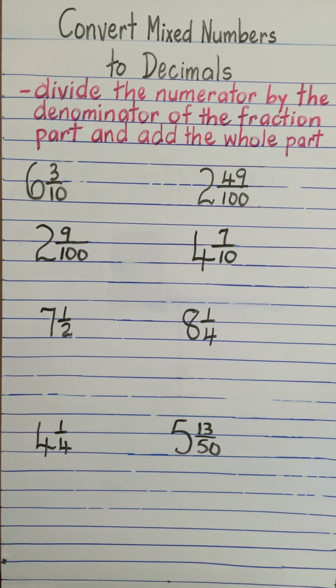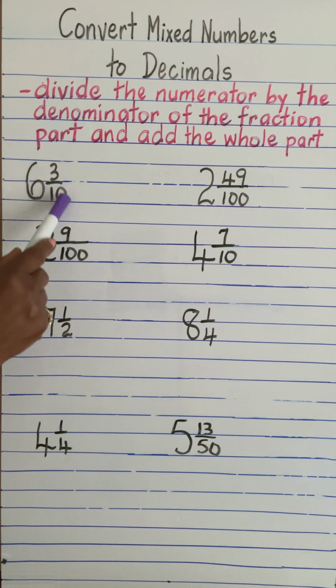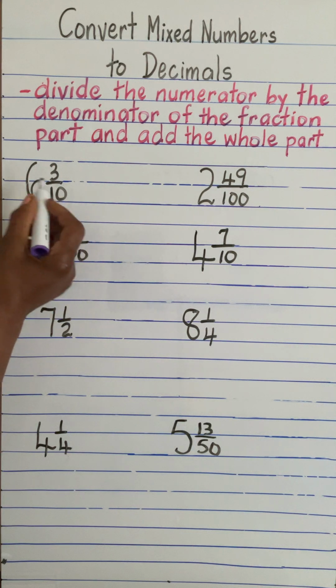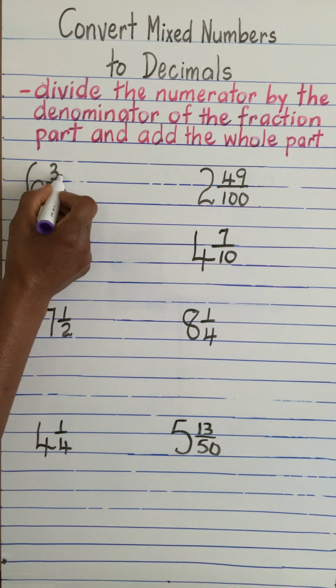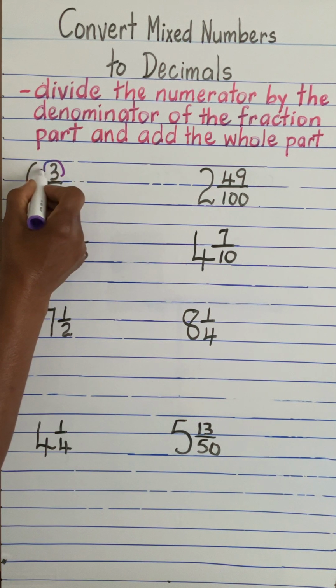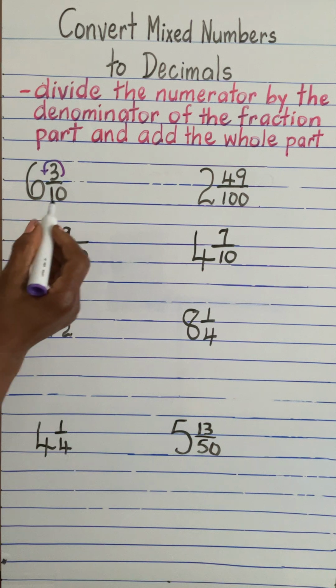So 6 and 3/10. This is the whole part, and this is the fraction part. This is the part where we divide the numerator by the denominator. So this will be 3 divided by 10. We're going to use a short method when we're dividing by 10 or a power of 10, we just move to the left. So 10 means one place to the left. We move the decimal point from behind the 3, and it comes in front of the 3. So this is now 0.3.